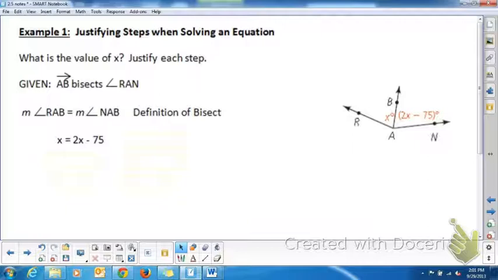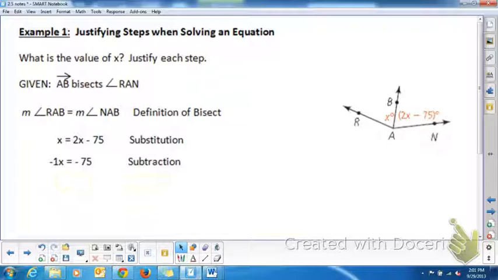Using substitution, we know that angle RAB is equal to x, so we'll put it in its place. We know that angle NAB is equal to 2x minus 75, so we'll put it in its place. This is using substitution. That's our justification for this step. Our next step would be to subtract 2x from both sides of this equation. We would get negative 1x is equal to negative 75 because we use the subtraction property of equality.